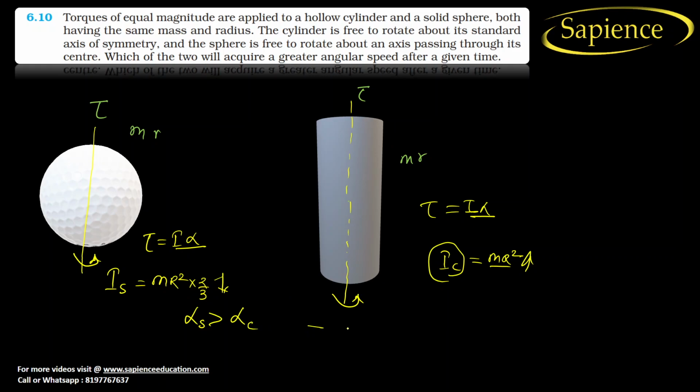So it means that the angular speed of the sphere is more. I hope you have understood this question.